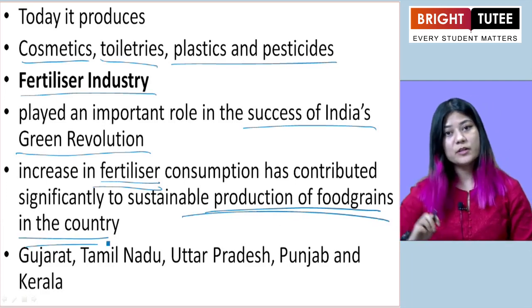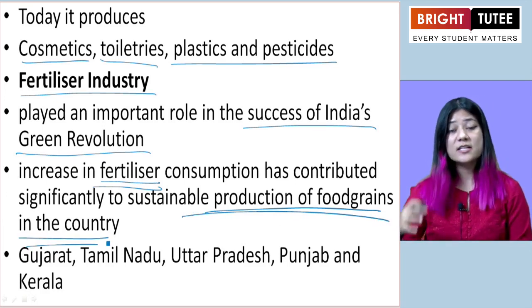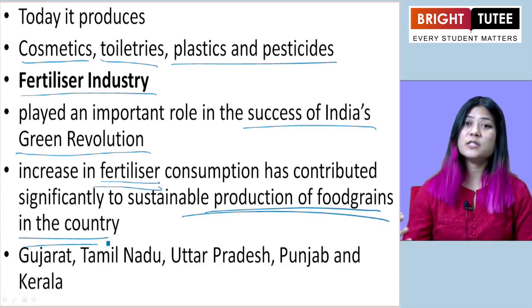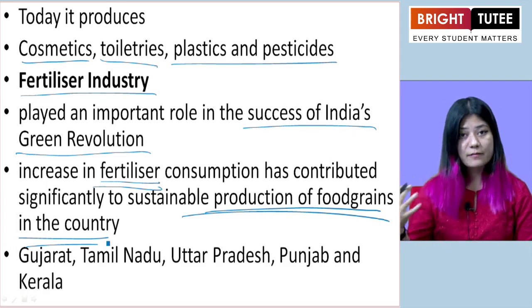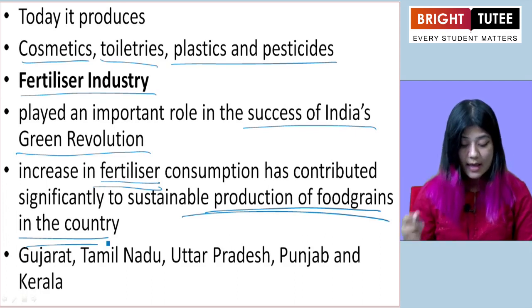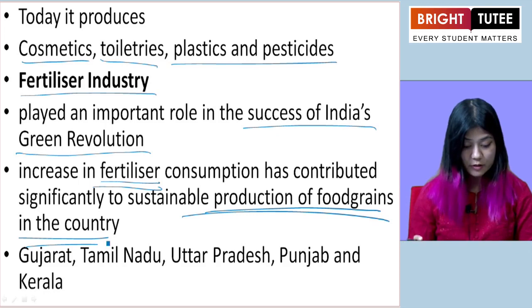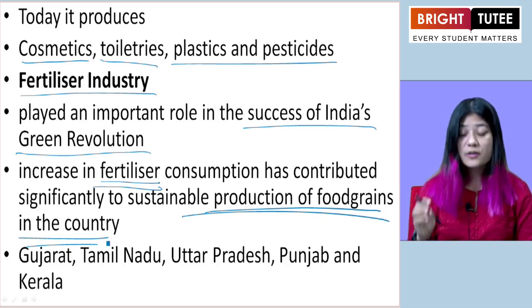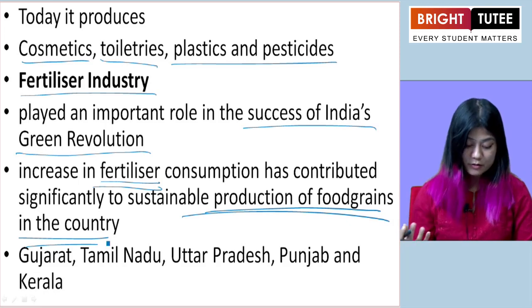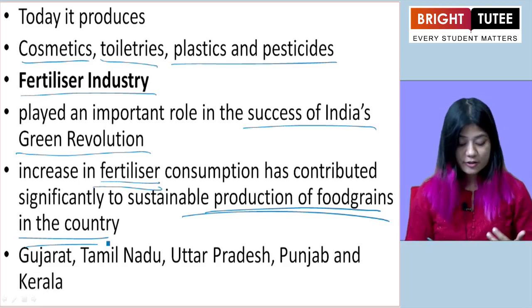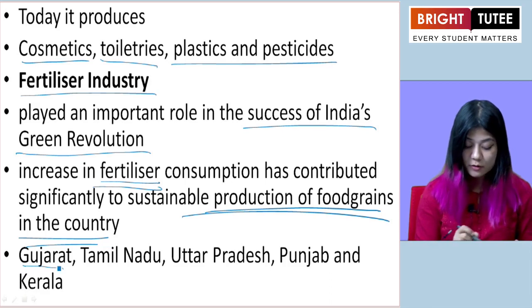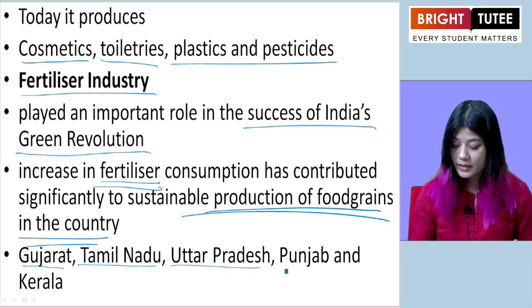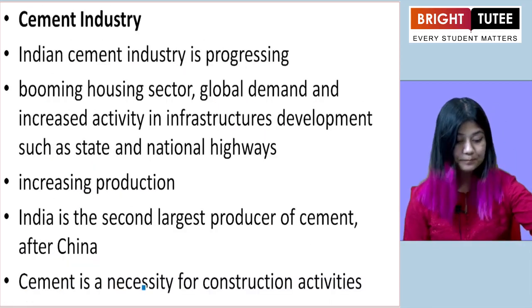With the help of the use of fertilizers, the rate of growth of the productivity of the whole agricultural sector was to go very high. That is the green revolution. And in this initiative, fertilizer industry played a very important role. Fertilizer industries can be found in the states of Gujarat, Tamil Nadu, Uttar Pradesh, Punjab, and Kerala.